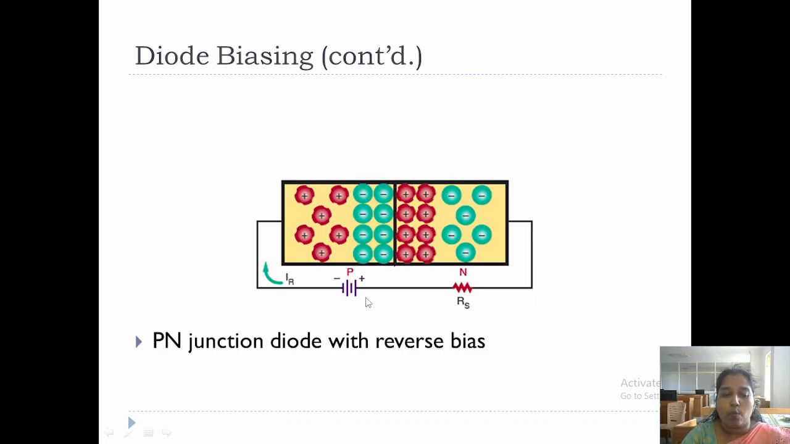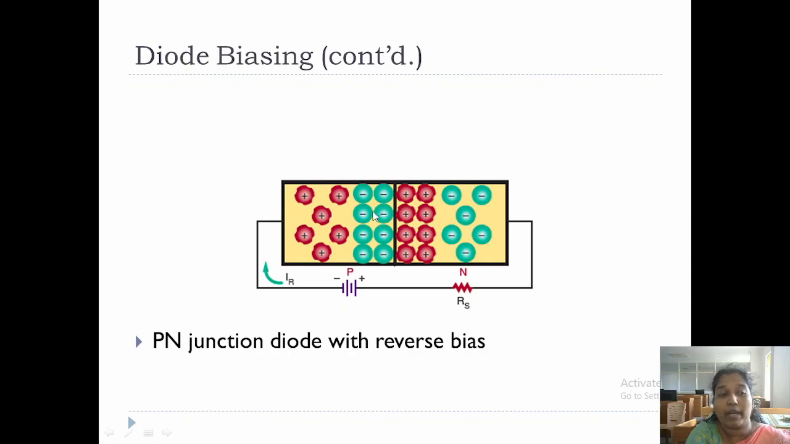And due to that, more ions will get created near the junction. So here the immobile ions will be created near the junction. As we increase the reverse bias voltage, the width of the depletion region will increase more and more, and due to that, the depletion region now offers more resistance to the majority carriers. So virtually there is no flow of current.